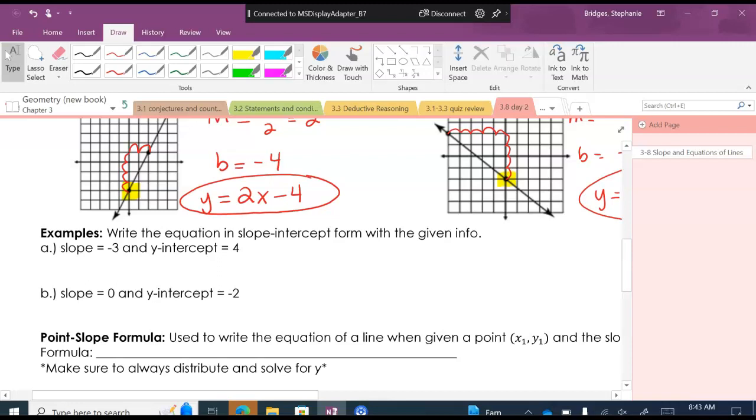Okay, for the examples right under those graphs. The first one says the slope is -3 and the y-intercept is 4. Write that equation. And then the second one says my slope is 0 and my y-intercept is -2. So we want to also write that equation.